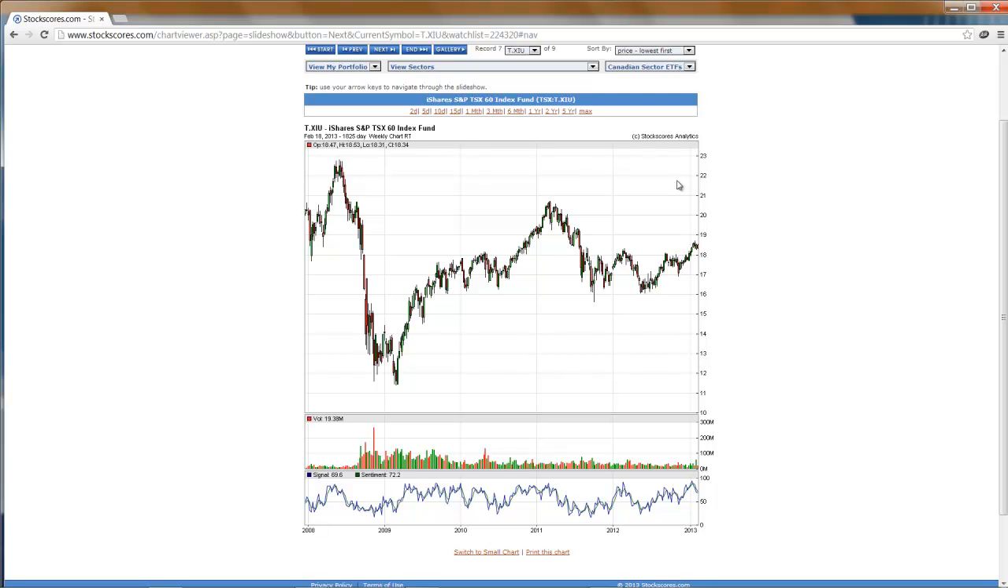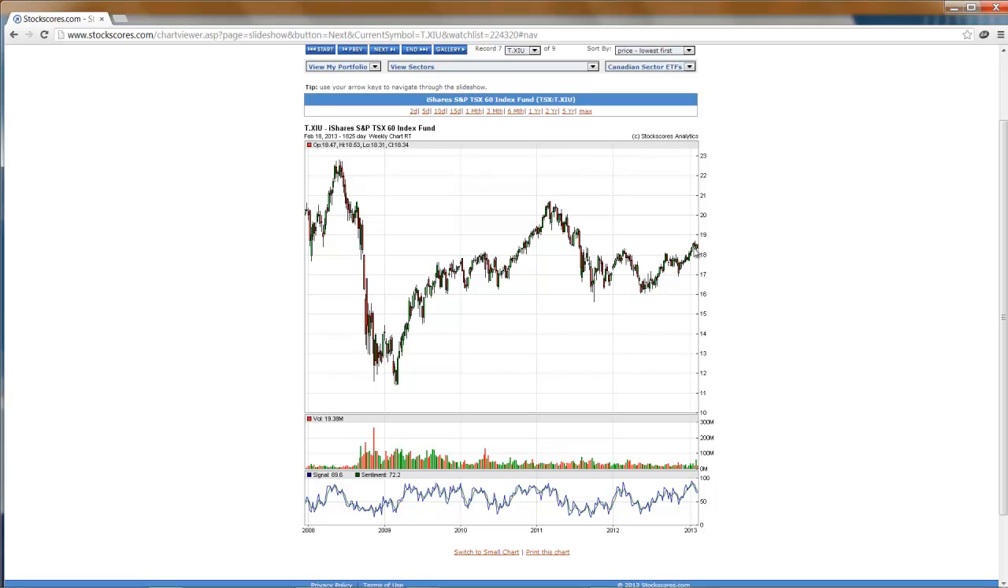All right, here's the TSX 60 fund. Actually starting to turn. Looks okay. Not great, but pretty good. Bottoms are rising where they had been falling for some time. That's a sign of optimism. And in the last few weeks, we've actually broken through resistance at the highs of early 2012.